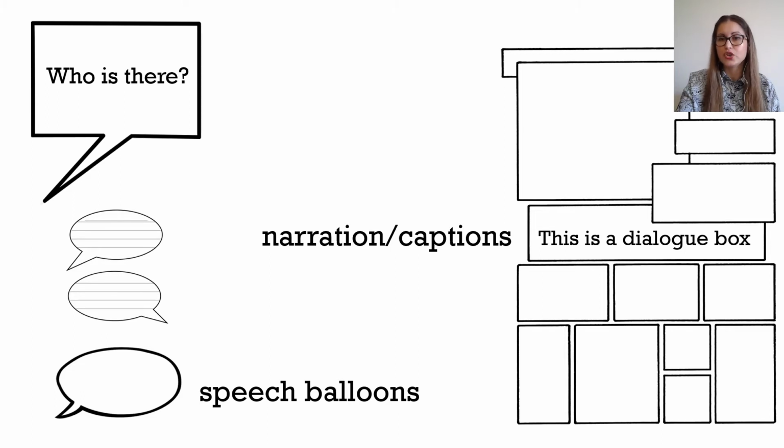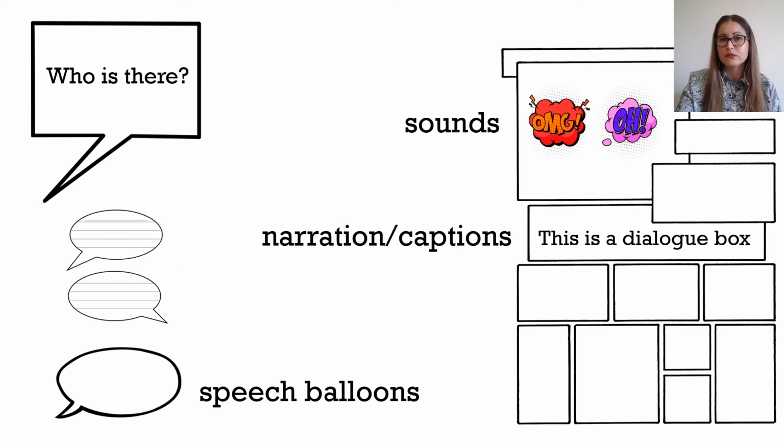Sounds can be shown by creating a word that phonetically imitates, resembles, or suggests the sound that it describes. This can also be used to show, for example, the sound of animals or the sound of a clock ticking, and so on.